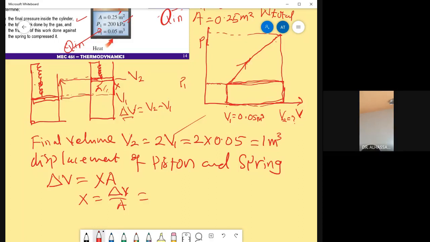So we have the change in volume, V2 minus V1. V2 is supposed to be 0.1, and V1 we know already, V1 is 0.05. So we have 0.1 minus 0.05 divided by the area, 0.25. This gives me 0.2 meters. So that's the distance covered by the piston in moving from V1 to V2.